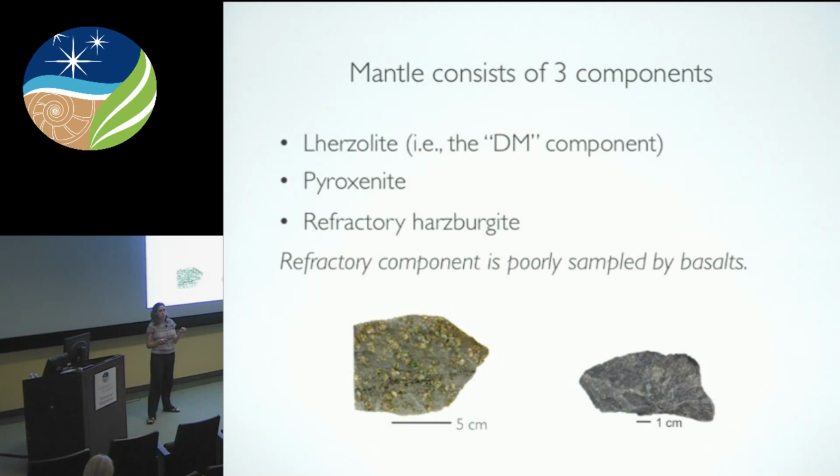This is a component that's really poorly sampled by basalts. It doesn't contribute a lot to melting because it's refractory. It doesn't have a lot of stuff in it that can melt. But when we look at isotopes in peridotites in particular, and we look at other aspects of peridotite compositions, there is an indication that there is this additional component down there that we need to ultimately account for when we're looking at mantle composition. And so it's this last refractory harzburgite component that I'm going to focus on today.